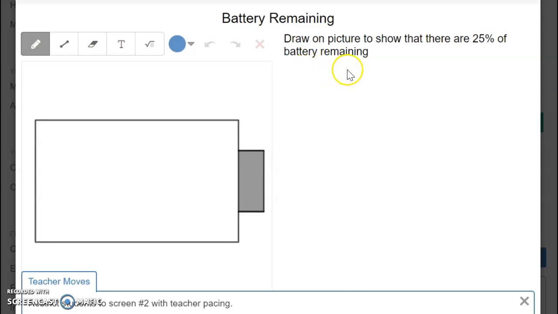Draw a picture to show there are 25% of battery remaining. That means what do I need to do? 25% is half of a half. So this is approximately half. And half of that will be maybe about here. So I am going to draw down here. This is going to be my battery.